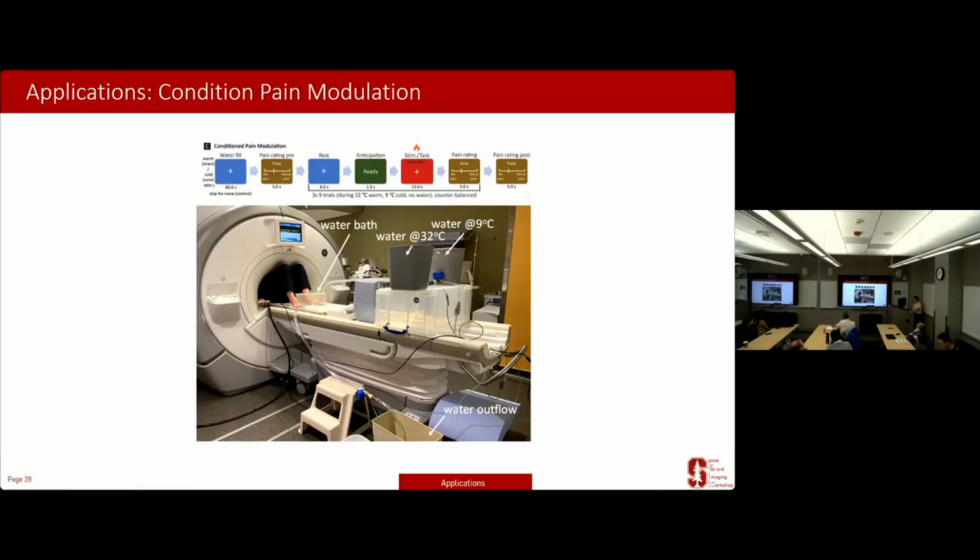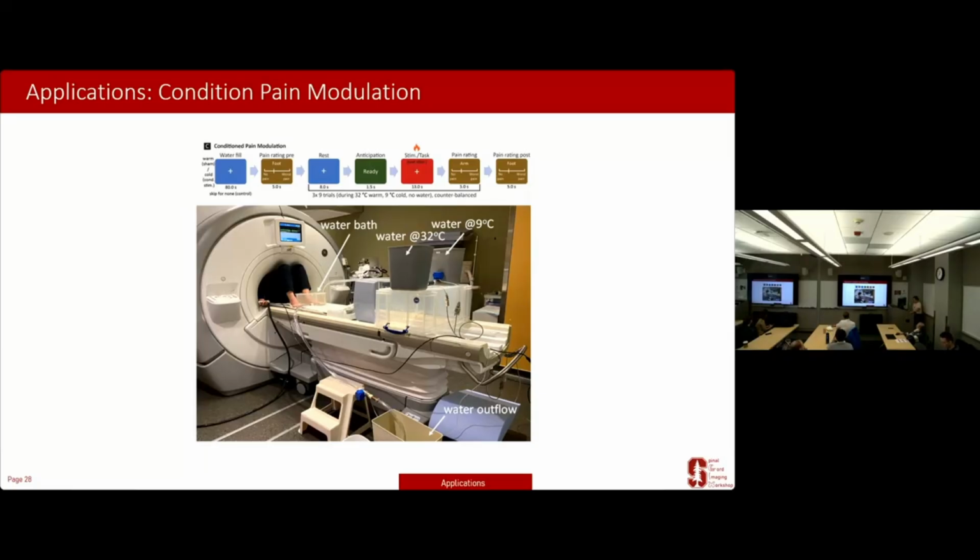All right. So next, I'm not showing results. I'm just going to show you our setup. We also do conditioned pain modulation, and I just want to remind everyone: conditioned pain modulation says that if you have one pain, that pain may feel less if you have a second pain.